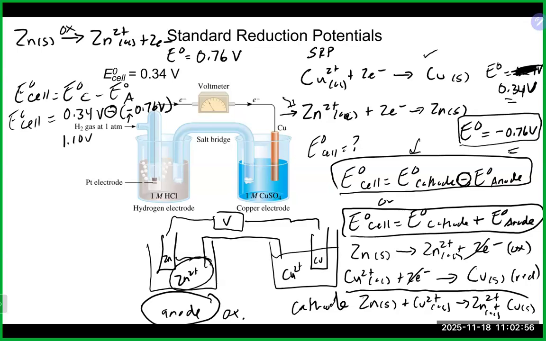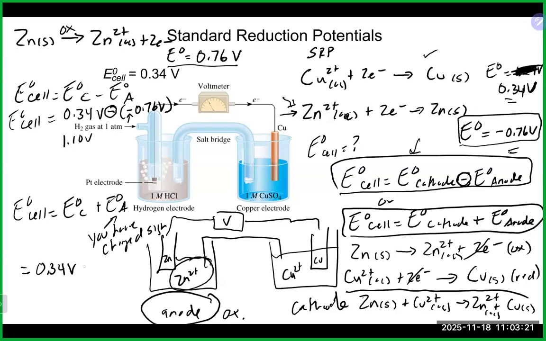Now, if you want to write everything correctly and you want to change the sign for your anode part, then you should add those two values. So if you want to change the sign for the anode, you should take the cathode plus the anode, where you have changed the sign that you find in the table. And then you would get really the same thing: 0.34 volts plus a positive 0.76 volts gives us our 1.1 volts.